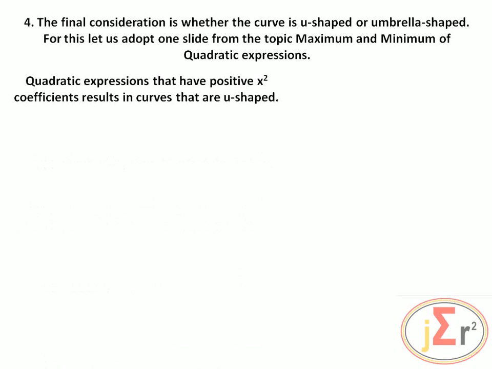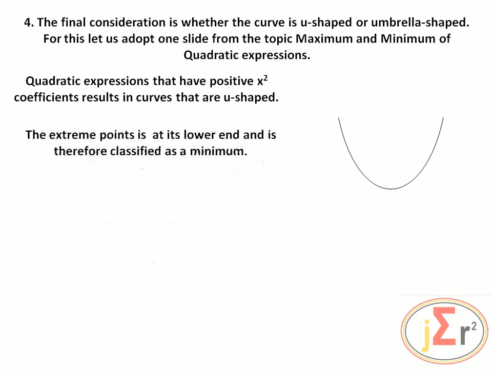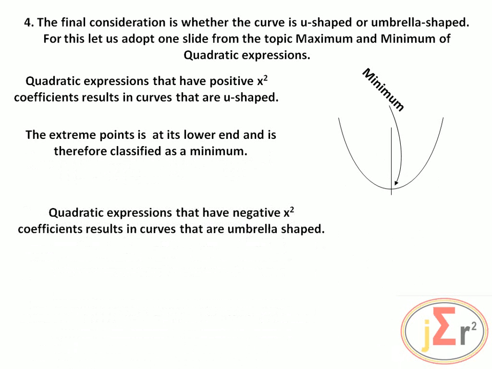The final consideration is whether the curve is U-shaped or umbrella-shaped. For this, let us adopt one slide from the topic maximum and minimum of quadratic expressions. So, quadratic expressions that have positive x squared coefficients result in curves that are U-shaped. The extreme point is at its lower end and is therefore a minimum. So we have the U-shaped curve.